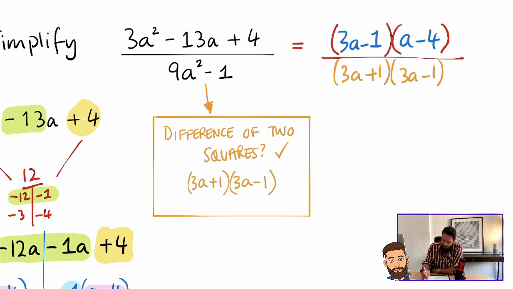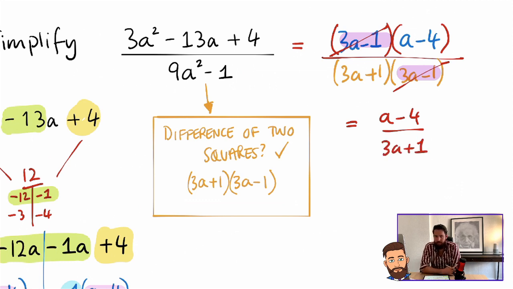What have we achieved? We've factorised the top and the 3a minus 1, and what else is the same? 3a minus 1. They cancel. So we just bang those off. And what are we left with? We're left with a minus 4 over 3a plus 1. And that would be that question done.